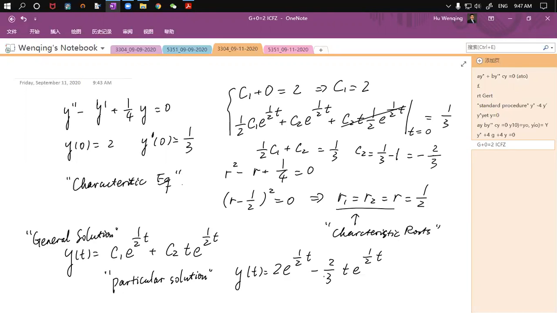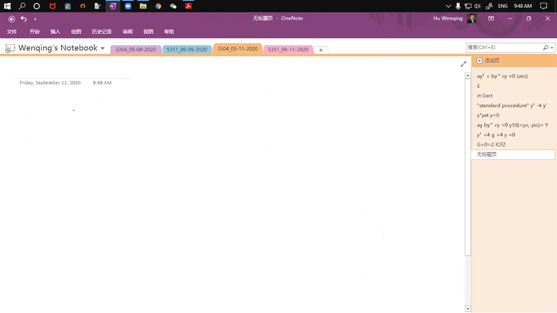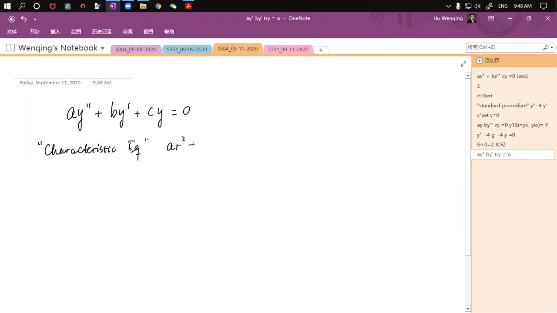Now let me summarize today's lecture. We've been talking about solving linear homogeneous equations with constant coefficients, ay'' plus by' plus cy equal to 0. What's the standard procedure? The standard procedure is to start from the characteristic equation. You write the characteristic equation: ar squared plus br plus c is equal to 0.